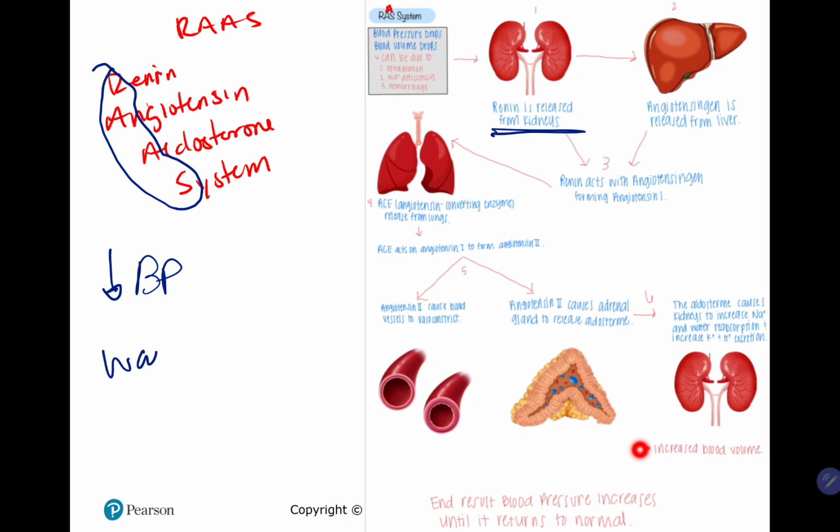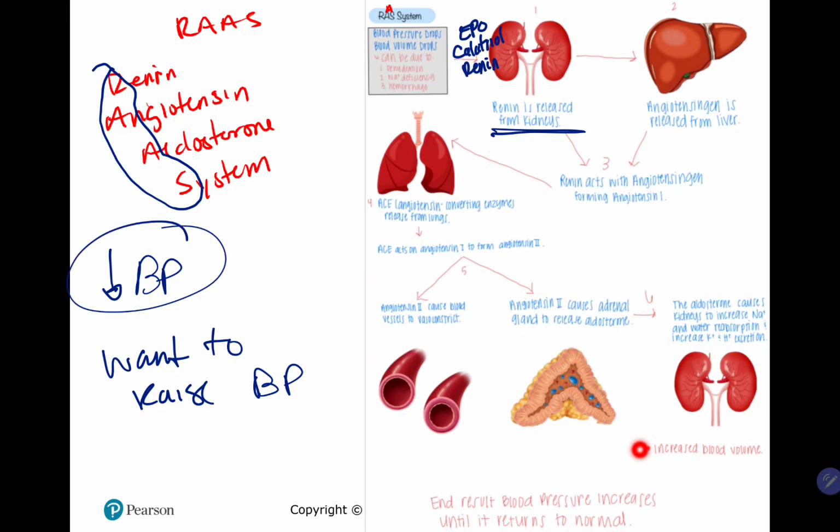We want to raise blood pressure. So if you have low blood volume or low blood pressure, this system will kick in. Renin is released from the kidneys. So the kidneys, if we remember, produce 3 hormones: EPO, right, to make more red blood cells; calcitriol, right, to increase calcium absorption; and now renin. Renin is released from the kidneys in response to low blood pressure.